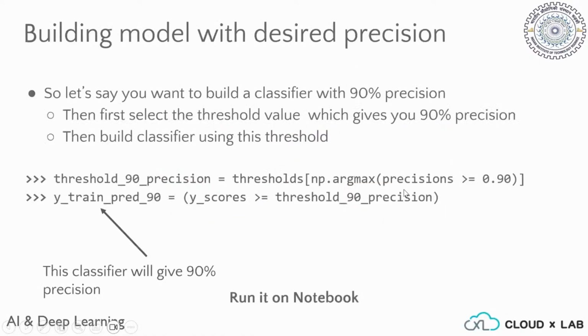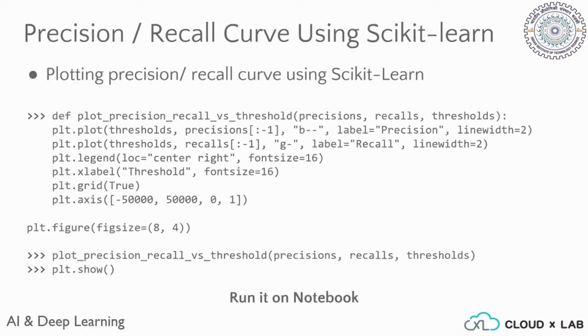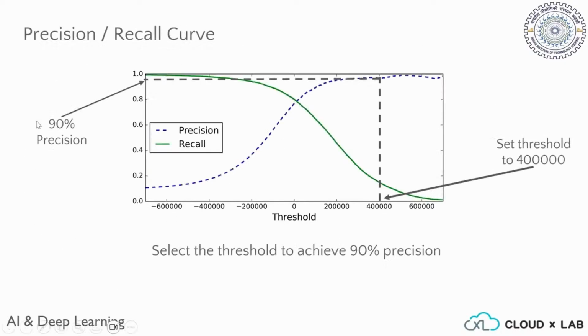Okay. So we will get these three vectors using this function call. Now we will take that precision vector and we will apply this condition: precision is greater than or equal to 0.90, because we want 90% precision, right? And here, as you can see, these precision values have an increasing trend. When we increase threshold values, precision will increase and recall will decrease. So in precision, we are having an increasing trend, right?